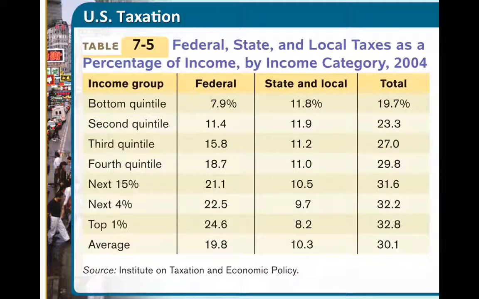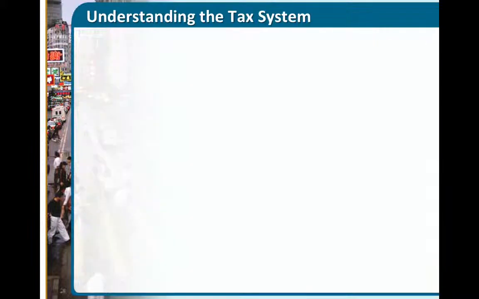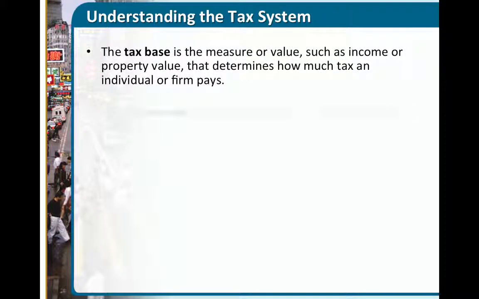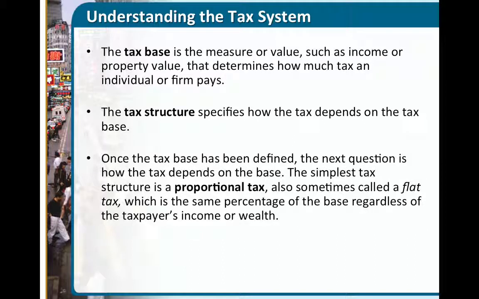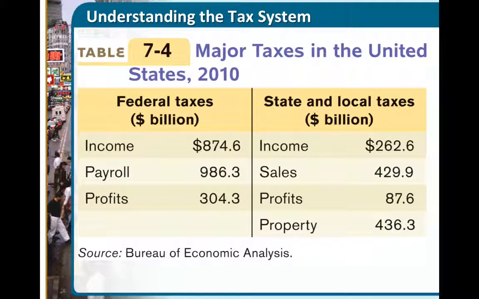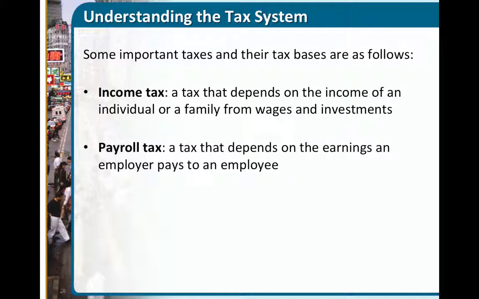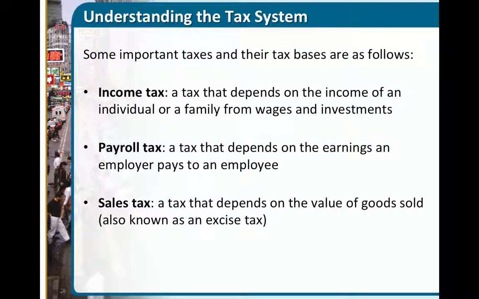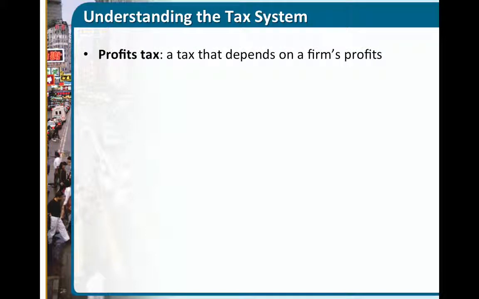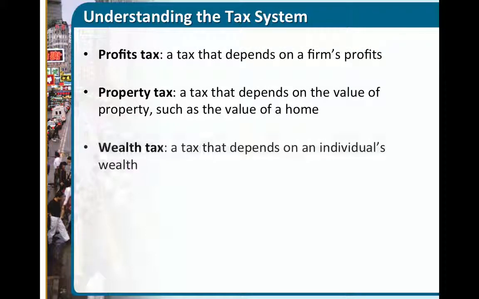So we can go through the U.S. taxes here. Tax base and tax structure, I think, is pretty self-explanatory. A proportional tax is also called the flat tax. It's kind of like the lump sum tax in a different way. And then it goes through some of the different taxes. Again, these are self-explanatory, and you should be able to understand all of them.